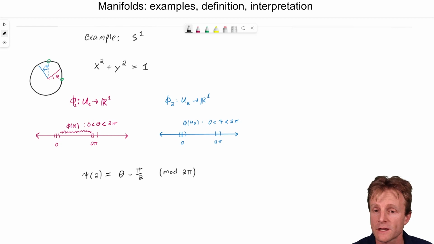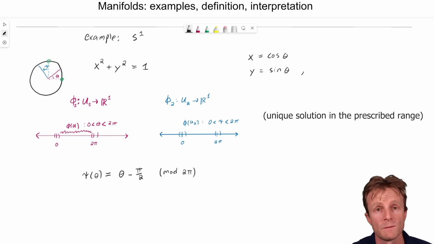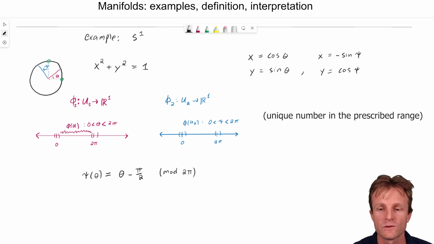Now, if you don't like arguing from the picture, you can also write down the equations that describe these maps. So what is theta? Well, to find theta from an ordered pair x, y, you have to solve the equations x equals cosine theta and y equals sine theta. As long as x squared plus y squared is 1, there'll be a unique solution for theta, and it's exactly our red map for theta. What about psi? Well, it's the same thing, except now x is minus sine psi and y is cosine psi. Solving these equations for any pair x, y with x squared plus y squared equals 1 will give you a unique number psi, which corresponds to our blue map.